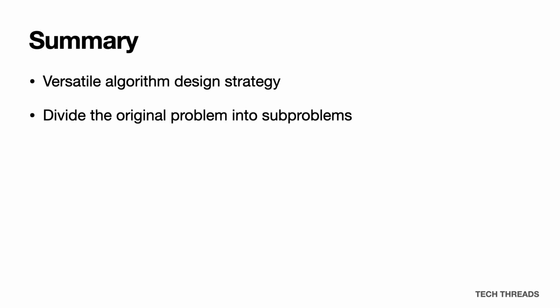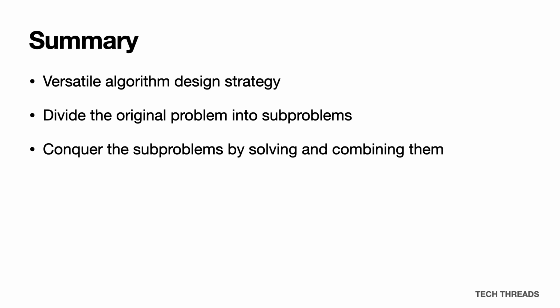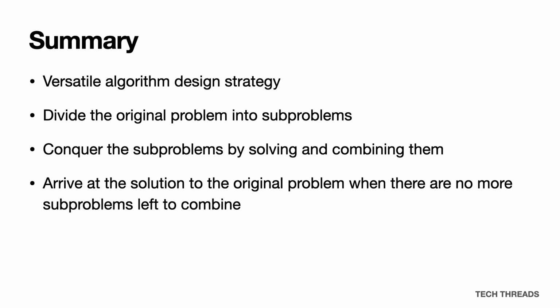So, to briefly summarise what we've learnt, divide and conquer is a versatile algorithm design strategy, which involves dividing the original problem up into subproblems, and then solving and combining those subproblems until there are no more subproblems left to combine, at which point you arrive at the solution to the original problem.